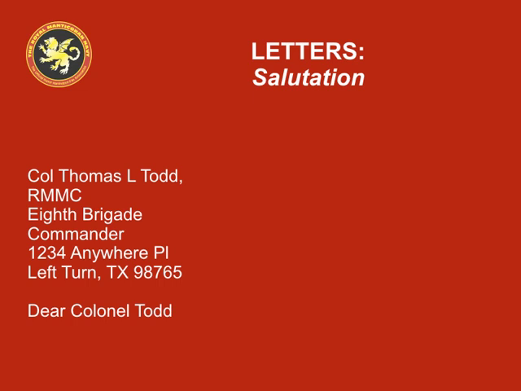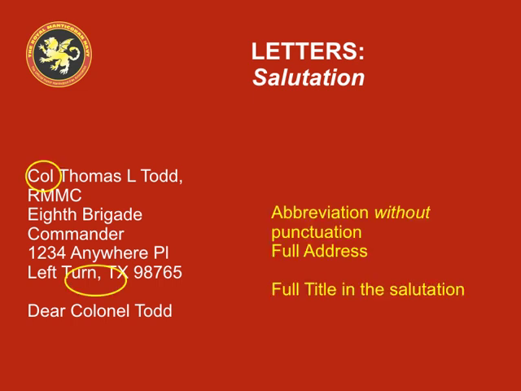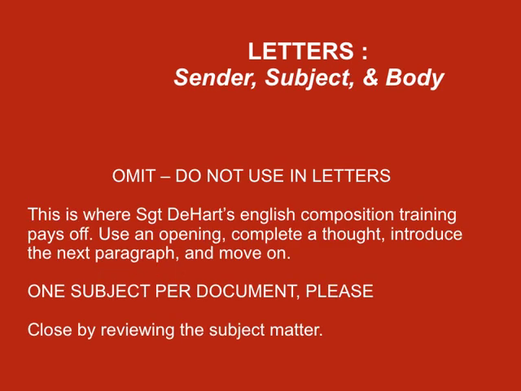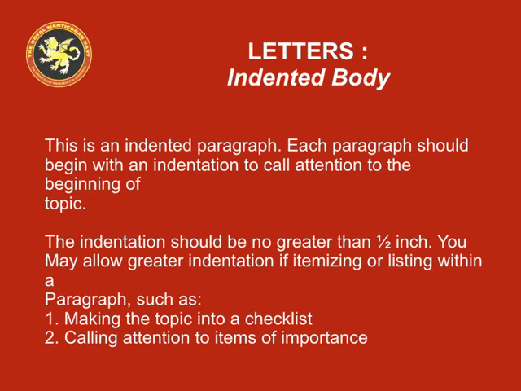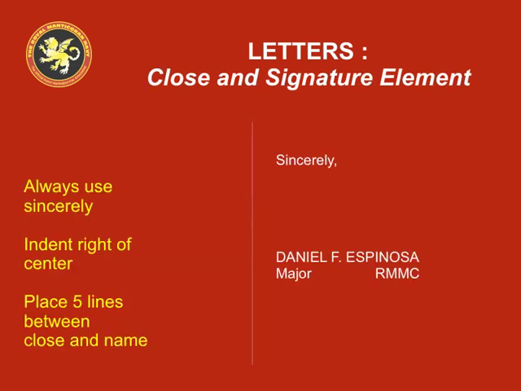Letters have a complete address. Abbreviations in the address do not have punctuation. In the actual greeting, the full rank is spelled out. The sender and the subject are not included in the salutation headers. Letters keep to one subject and one subject only. They should be brief and to the point. Each paragraph is indented by one tab, which should be 1/4 inch, not to exceed 1/2 inch. If you are including an itemized list, you can exceed this, or calling attention to something like a quote from a previous communication. Letters always have sincerely at the end before the signature line.